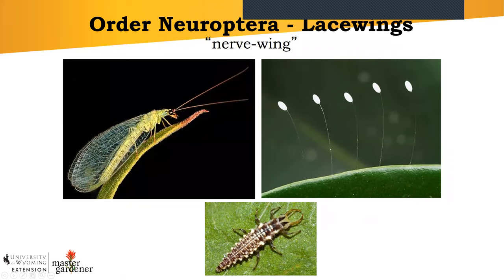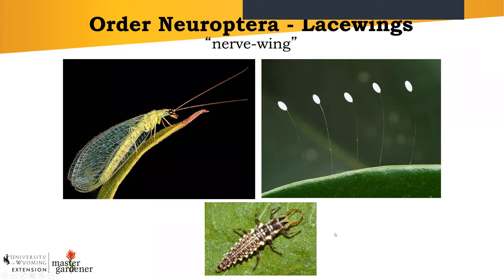The larva, if you've never noticed them before, look like little alligators with big, long mandibles, and they're voracious predators. If you see these on your plants, that's a good sign, because then you've got the adults. And they think that they lay their eggs on the end of these stalks, so the first one out doesn't eat his brothers and sisters.